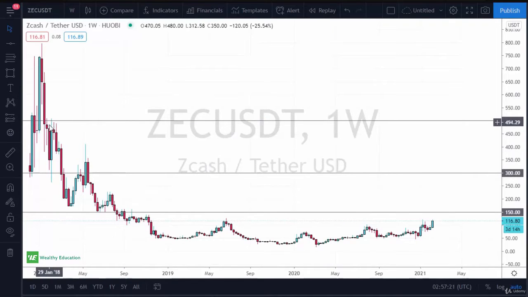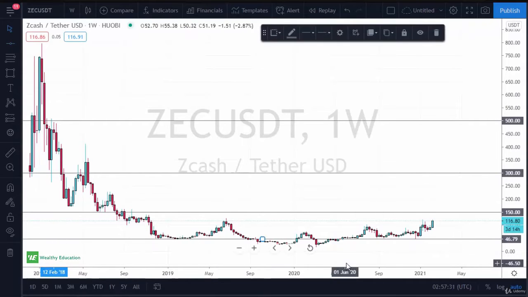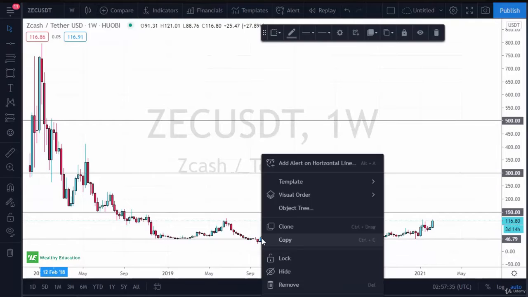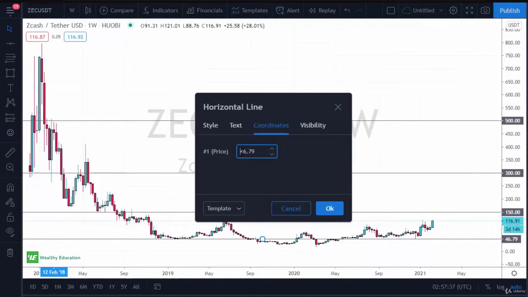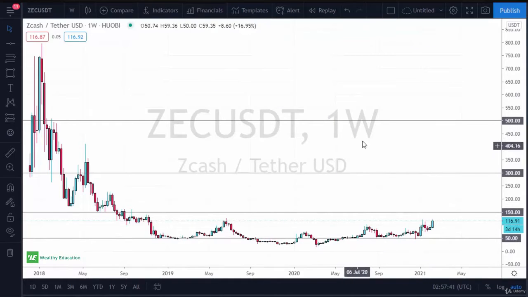And I assume that you by now recognize that as resistance. That has resistance and support. Support and resistance. Let's go ahead and make another one down here. There's obviously a certain amount of support in this area. I'll make this 50. And we'll take it from there.